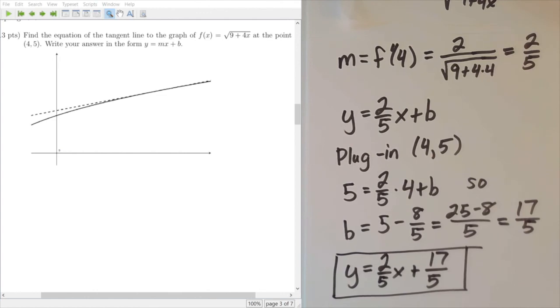There are a bunch of things I can check in the graph over here. I can check that the slope is supposed to be positive, and the y-intercept is supposed to be positive. We meet both of those. In fact, you can even compare the y-intercept, which is 17/5 in our answer, to the y-coordinate of the point and make sure that it's less. And 17/5 is indeed less than the y-coordinate of the point where we're finding the tangent line, which is 5.